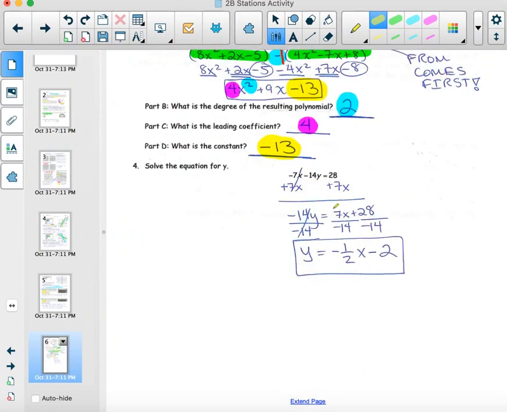Alright, so my next equation, I'm asking you to solve for y. Okay, so I want to bring over this -7x, so I added that to both sides. How do we undo subtraction? Addition. Alright, so I added 7x to both sides. I'm left with -14y equals 7x plus 28 divided by -14. I want to then get y by itself, so the operation between -14 and y is multiplication. How do we undo multiplication, Ms. Tomei?